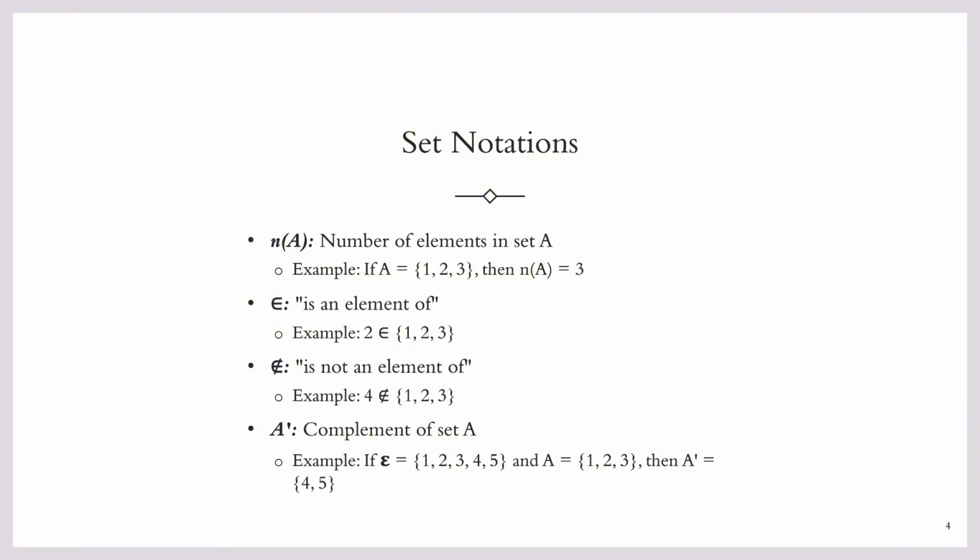This apostrophe written right next to the name of the set, read as A prime or A complement, signifies that we are talking about everything other than what is in set A. For example, if the universal set contains 1, 2, 3, 4, 5, and A contains 1, 2, and 3, then A complement would contain 4 and 5. As the universal set contains 5 elements, and set A contains 3 elements that are also present in the universal set, A complement would contain the 2 elements that are not in set A.